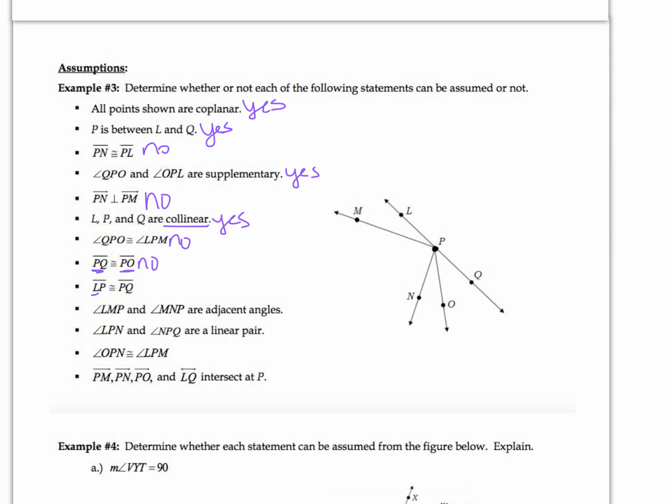All right, LP and PQ. Line LP and PQ. Can we assume those are congruent? No, because, guys, we don't have those. Again, so we can't assume that.